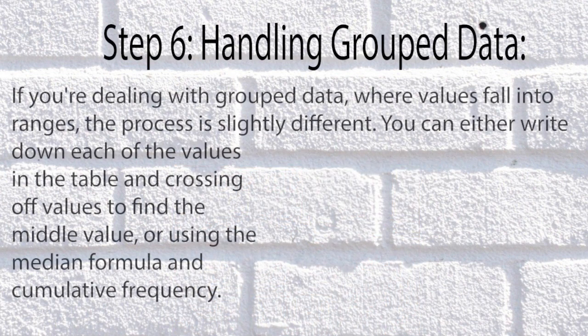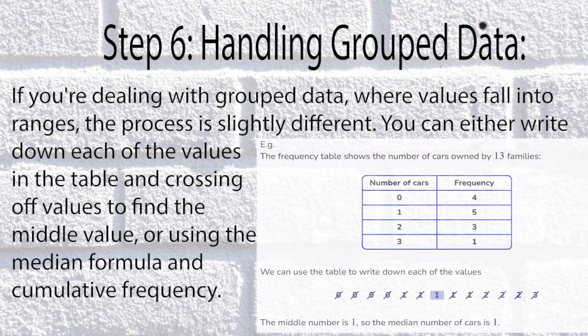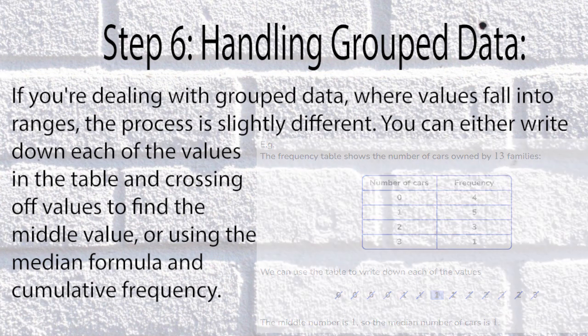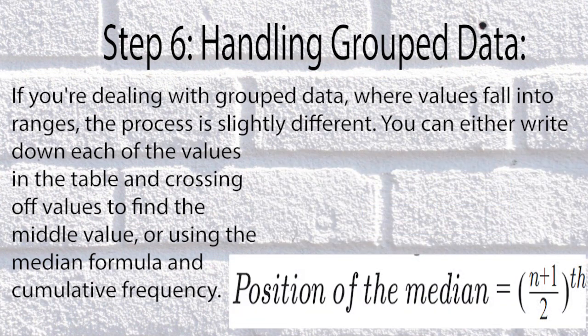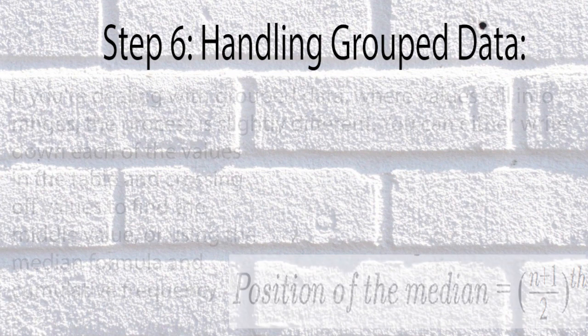Step 6: Handling grouped data. If you're dealing with grouped data, where values fall into ranges, the process is slightly different. You can either write down each of the values in the table and cross off values to find the middle value, or use the median formula and cumulative frequency.